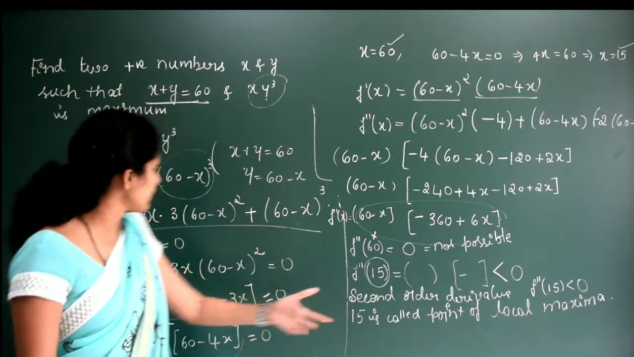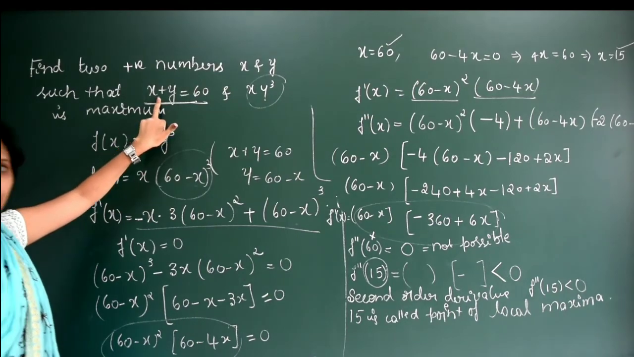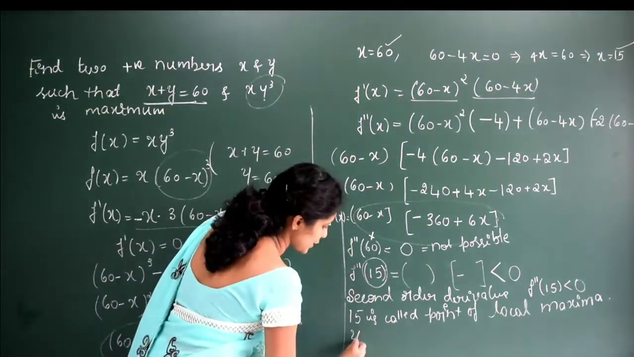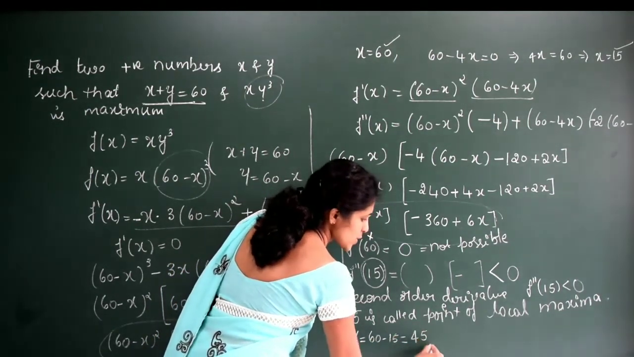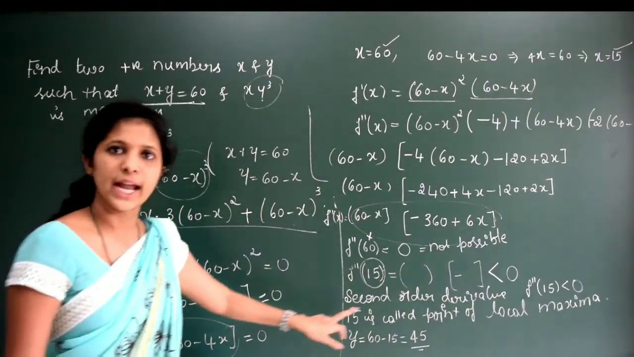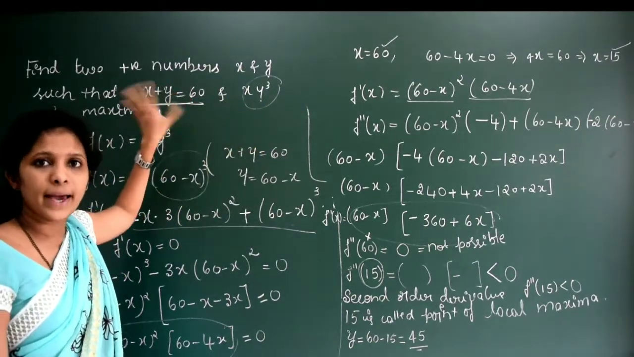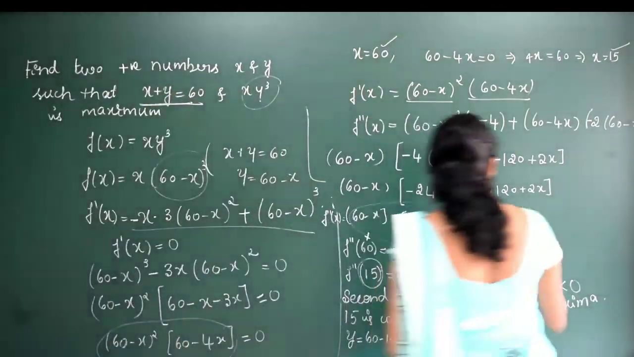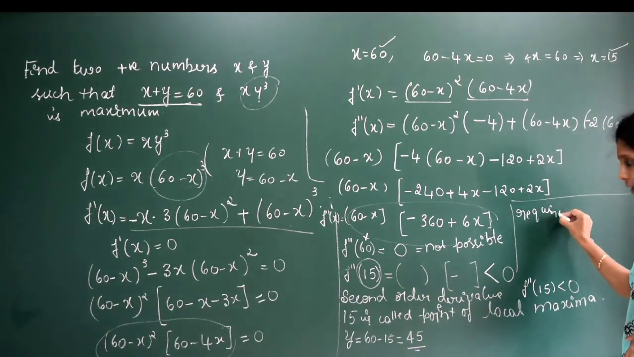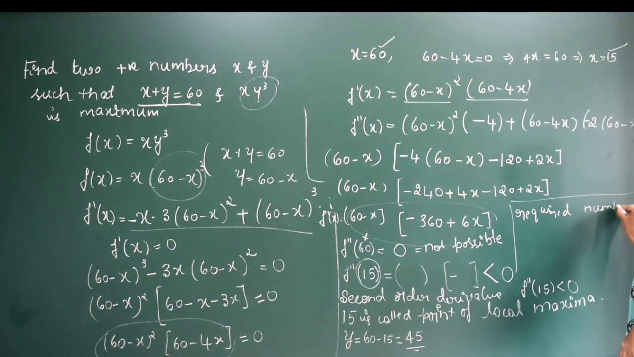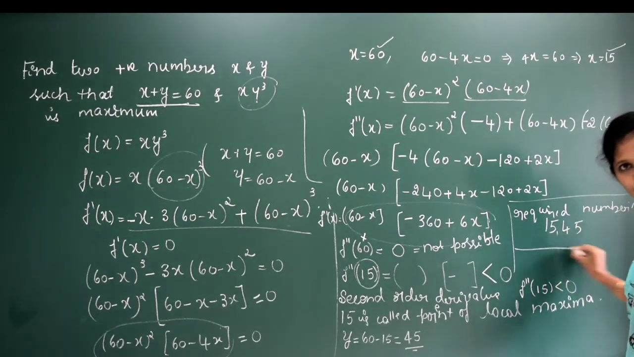One value is 15, another value: here it is given x plus y should be equal to 60, right? If x is equal to 15, the value of y will be equal to 45, right? y is equal to 60 minus 15 is equal to 45. So when the value of x is 15 and y is equal to 45, x y cube will have a maximum value. Is it clear? Therefore the required numbers are 15 and 45. I hope you understood this one.